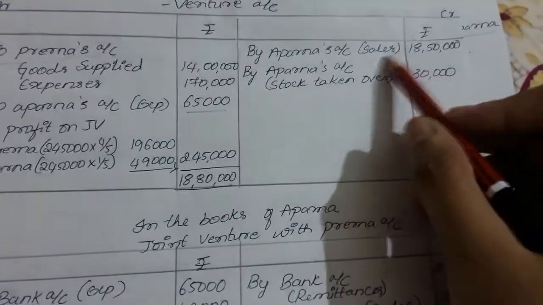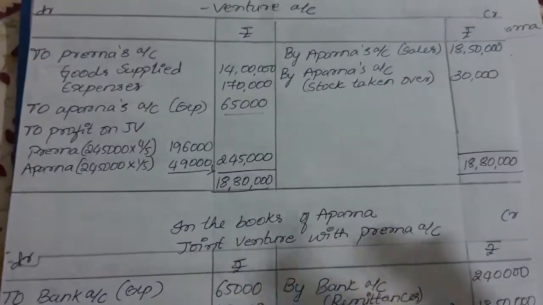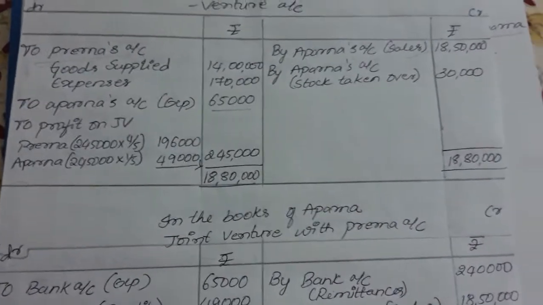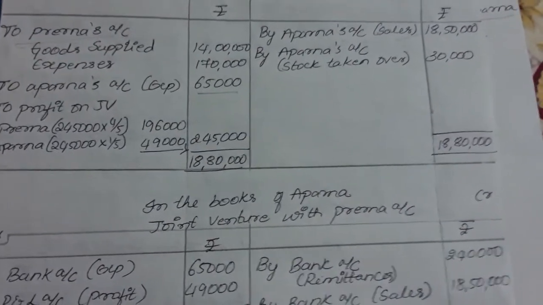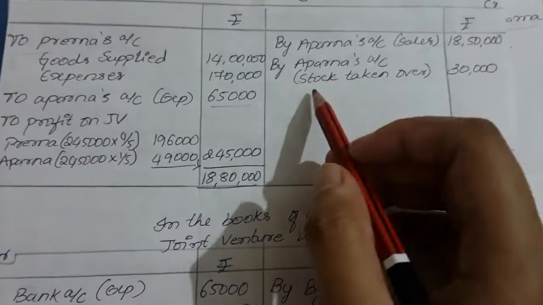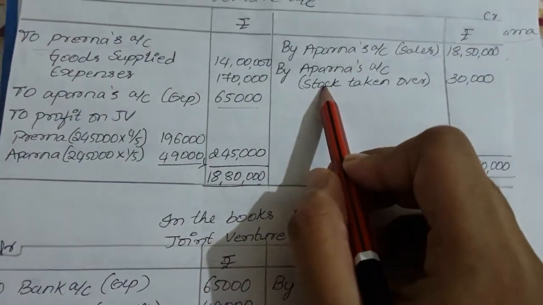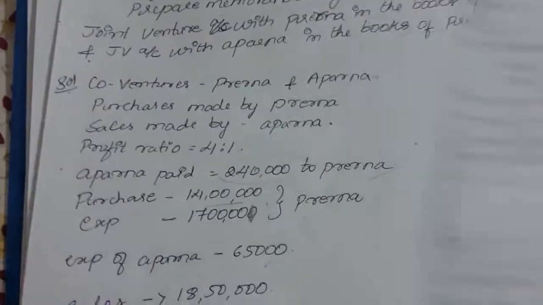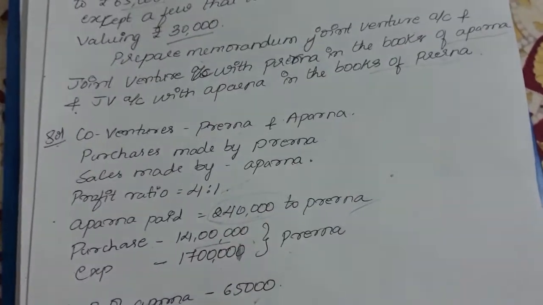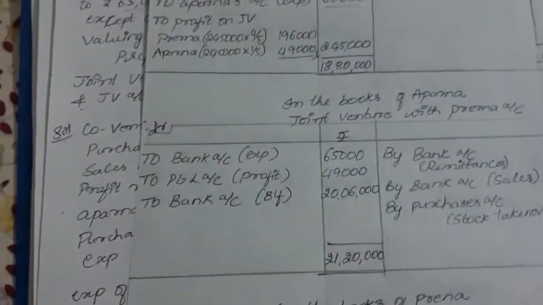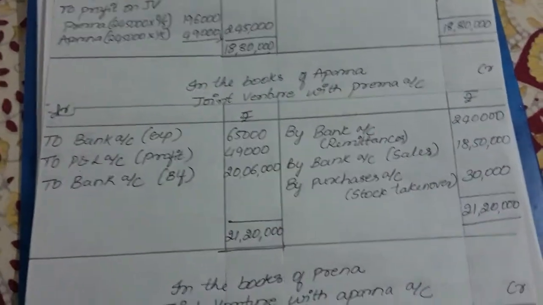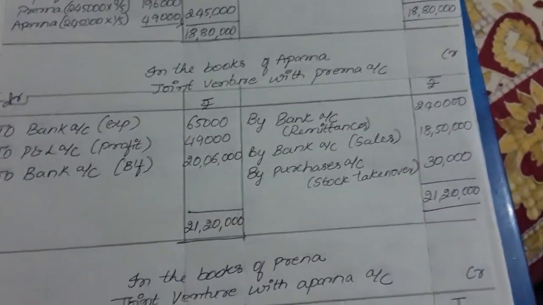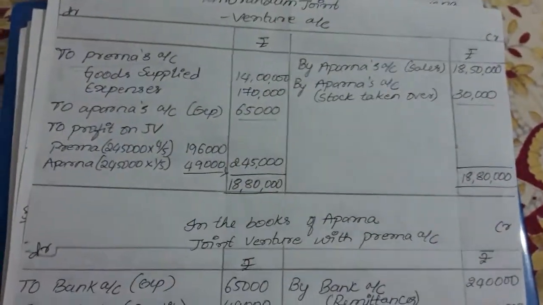Also, if the goods have been taken over by any co-venturer, that is an income for the joint venture, so that needs to be recorded. Aparna is taking over the goods, so I'll be recording it in Aparna's name, worth 30,000. One more thing here: this 2,40,000 has not been recorded over here. This is paid to Prerana separately by Aparna. It doesn't mention that it is regarding the joint venture here, so we will not be recording it in this memorandum account.